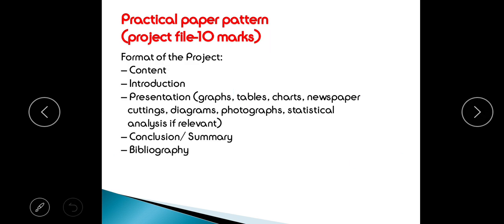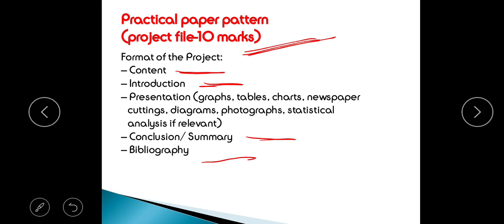Next, the practical paper consists of 3 parts: the practical examination, the practical file and the project file. The project file carries 10 marks, and these are divided into different parts: content, introduction, summary and bibliography will carry around 1 mark each, and the main marks will be given for the presentation. The more handwritten diagrams and nice presentation, the better the marks, because it impresses the external examiner.